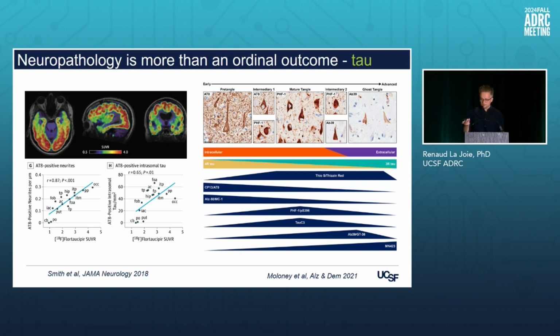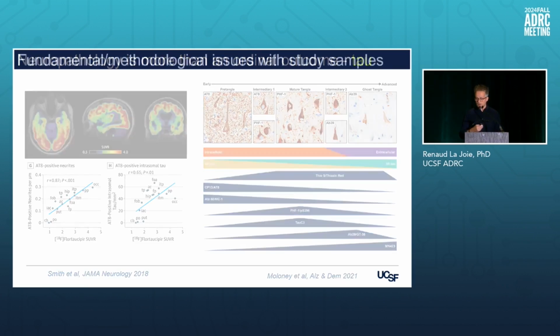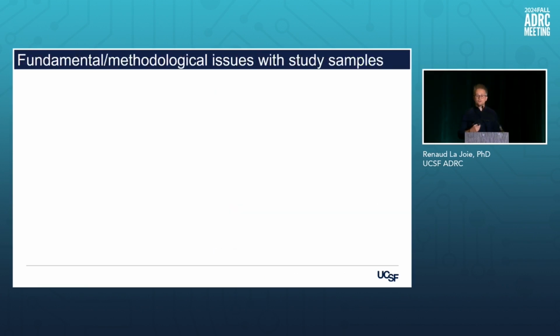And Melissa Murray and her lab at the Mayo Clinic in Florida have shown that there's a gradient of maturity levels for tangles. Not all tangles are created equal, and some of them will have different biochemical properties that probably will lead to different biomarker affinity. There are also fundamental issues that we need to keep in mind about the samples when we think about neuropathology to validate biomarkers.